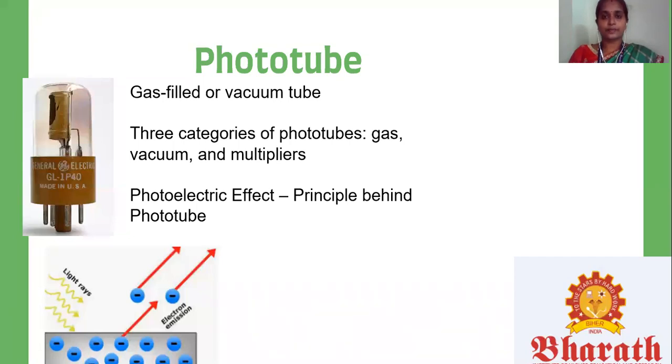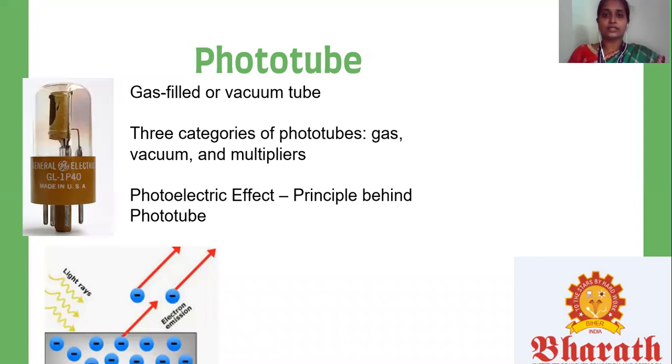So the first example we are going to see is the phototube. Please refer to the diagram which is on your left hand side. So that is a phototube. A phototube or a photoelectric cell is a type of gas filled or vacuum tube that is sensitive to light. Such a tube is more correctly called a photoemissive cell to distinguish it from a photovoltaic or photoconductive cell.